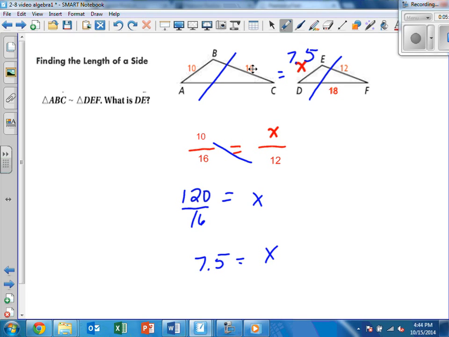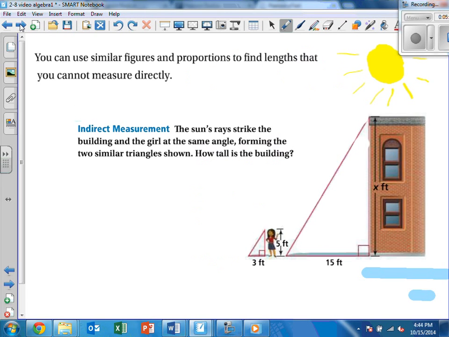Let's check if that makes sense. 10 is a little bit shorter than 16, but bigger than half. 7.5 is shorter than 12, but more than half. At least my answer makes sense. Let's do one last example.